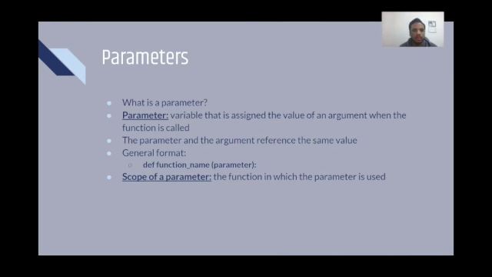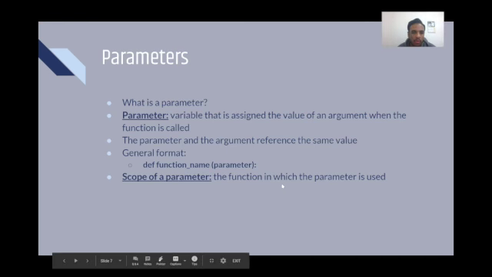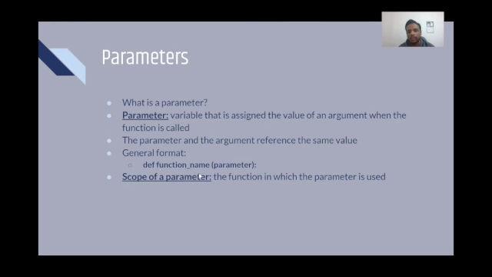So what is a parameter? A parameter is a variable that's assigned to the value of an argument when the function is called. The parameter and the argument reference the same value, so they're the same thing. Argument or parameter, it's the same inside the parentheses. This is the general format: def, the function name, whatever you want to call your function, and the parameter inside the parentheses. The scope of a parameter is the function in which the parameter is used.